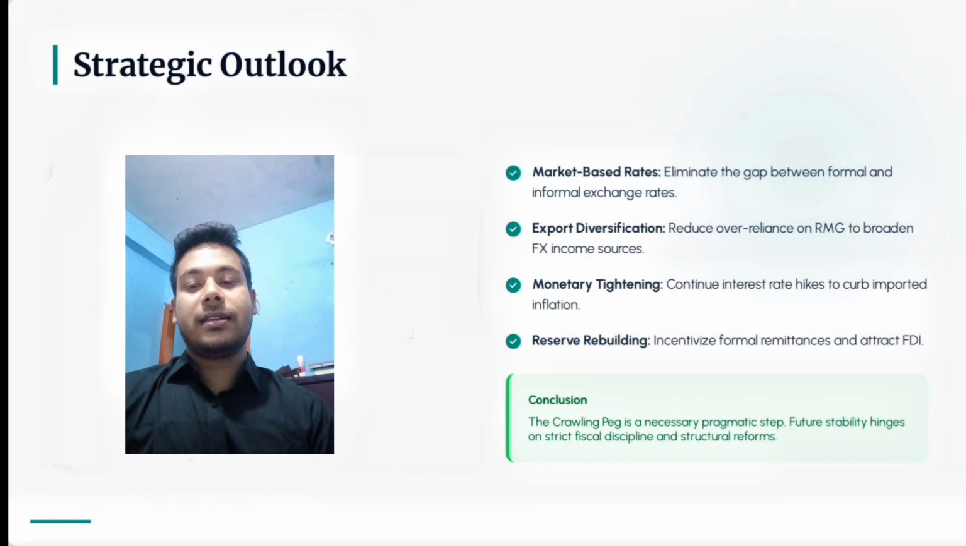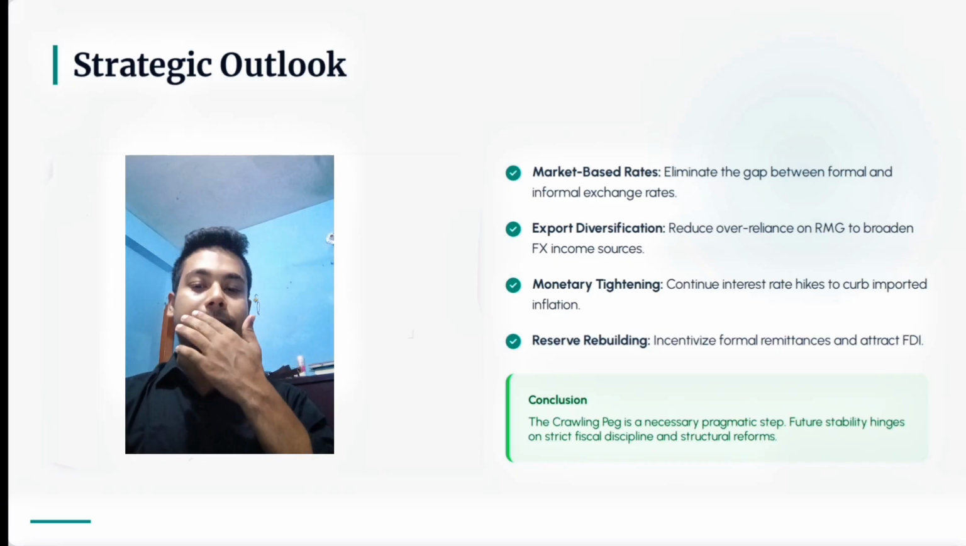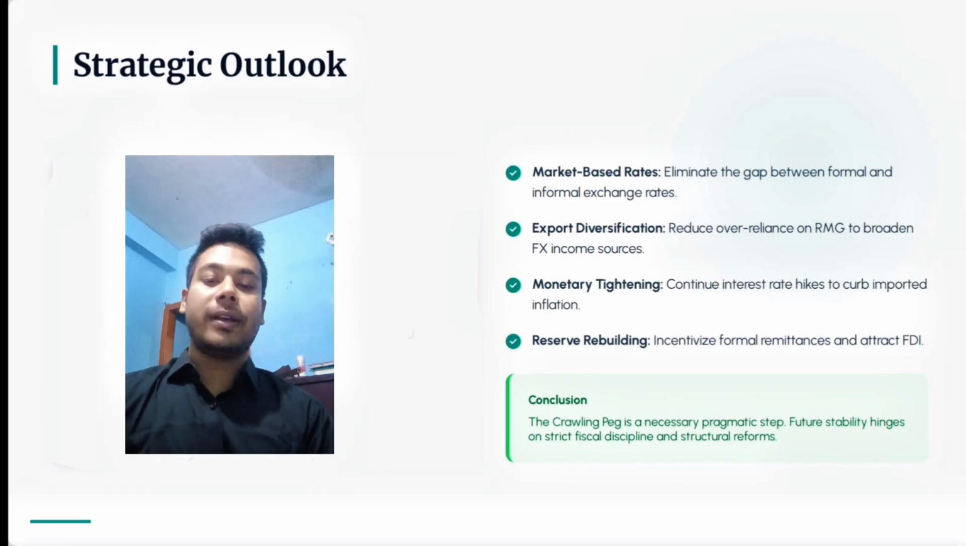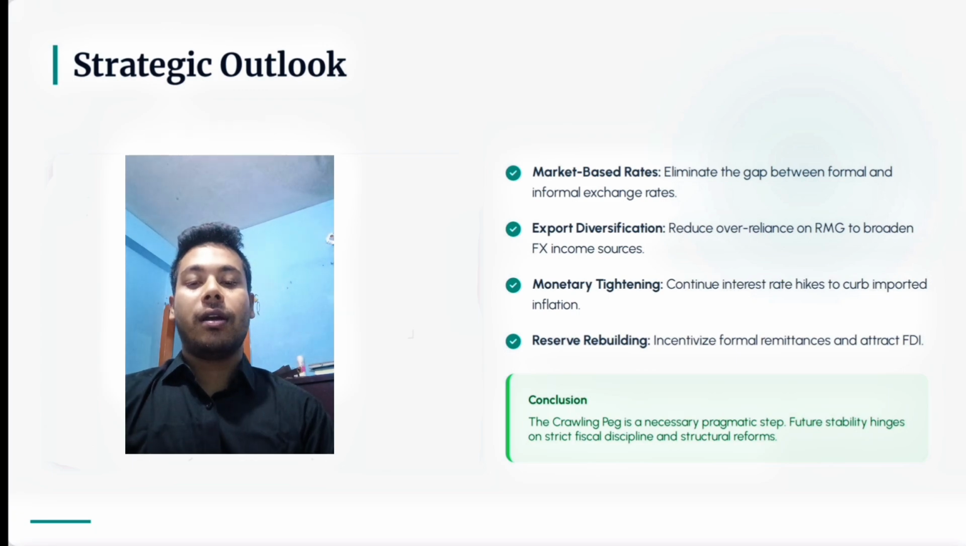And at the last, here we can see the strategic outlook. There are some pieces of advice, or a roadmap, to maintain a proper exchange rate system, which are market-based rates, export diversification, monetary tightening, and finally, reserve rebuilding.